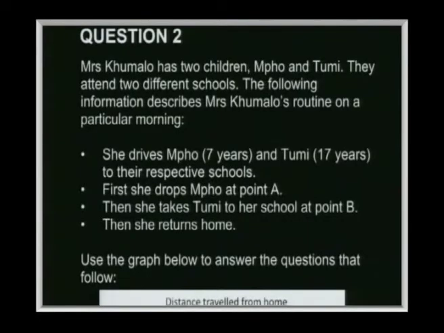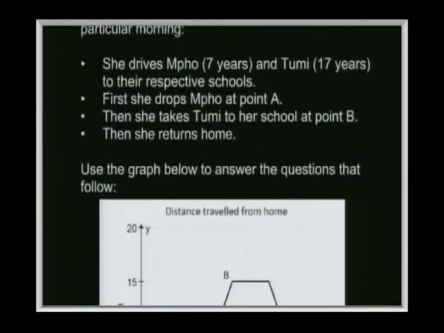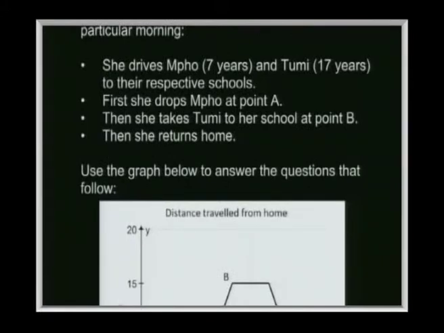Question 2 talks about a mother who's constantly driving her kids around. As you can see here, Mrs. Khumalo has 2 children, Mpho and Tumi. They attend 2 different schools. The following information describes Mrs. Khumalo's routine on one particular morning. She drives Mpho, who's 7 years old, and Tumi, who's 17 years old, to their respective schools.